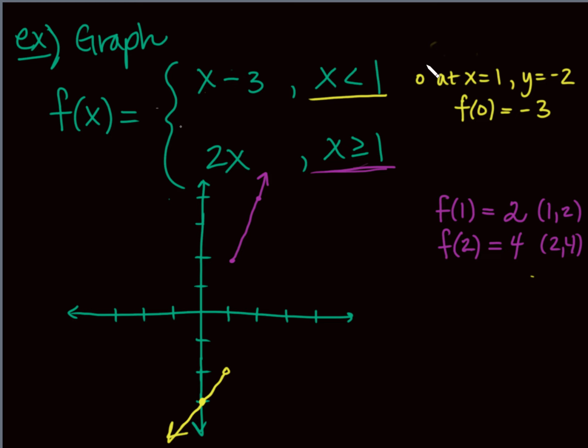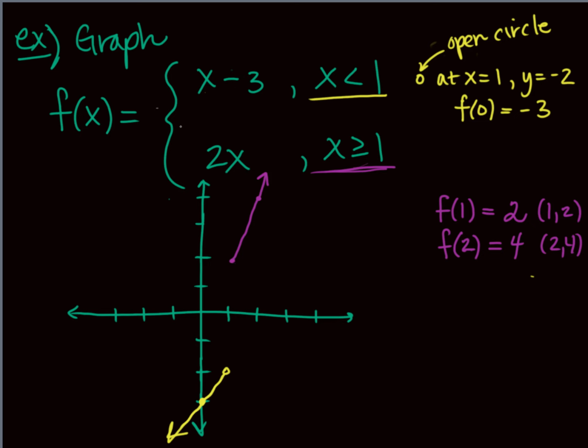Remember, though, this is an open circle because I can't actually equal that function value at that point. So in mathematics, we use an open circle to indicate I can get as close as I want to the point (1, -2), but I'm never actually going to equal that y value of negative 2 because I already have a point at x equals 1.